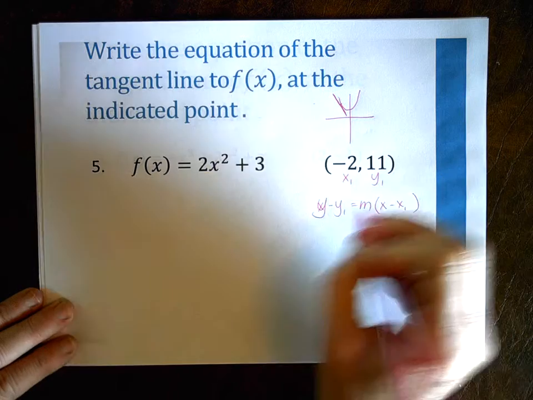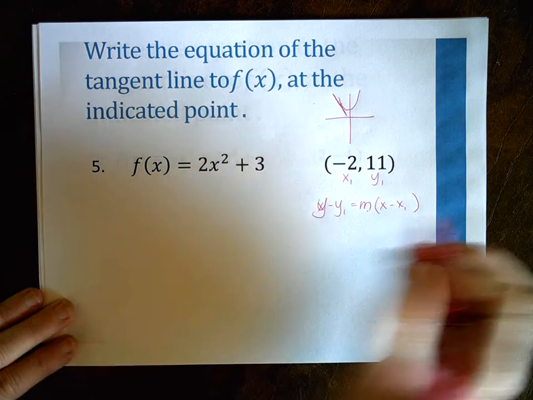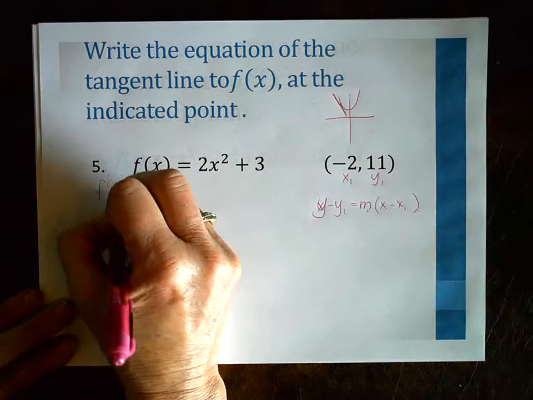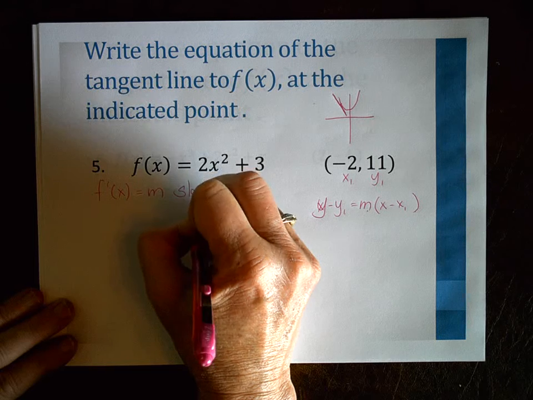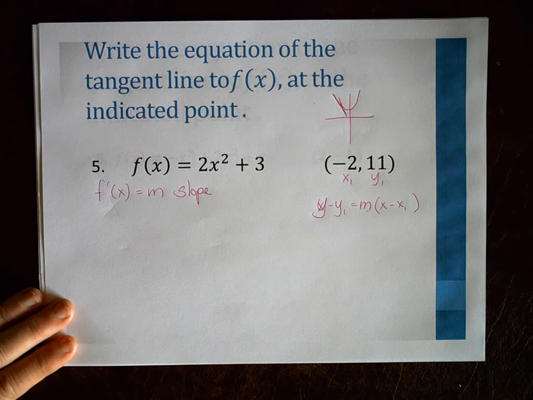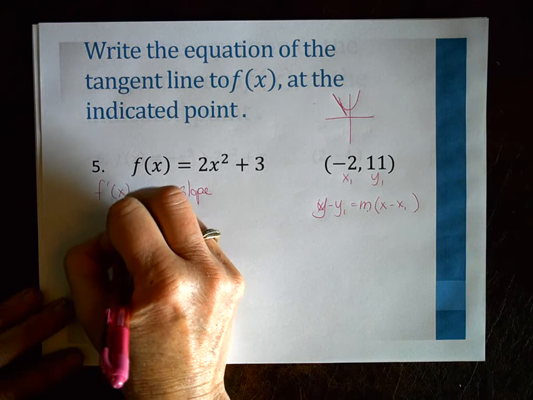So you already have two of the three components. What you have to find is m, the slope. And remember, that is your slope. Slope and derivative are synonyms. So basically all you need to do is find the derivative. So we're going to find the derivative.